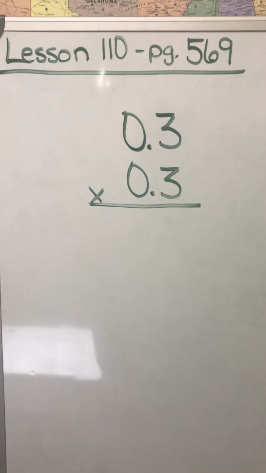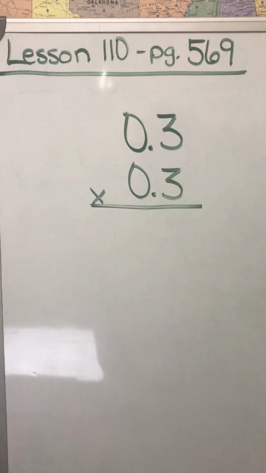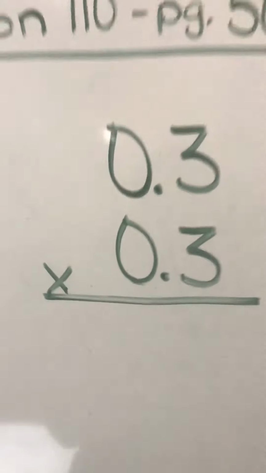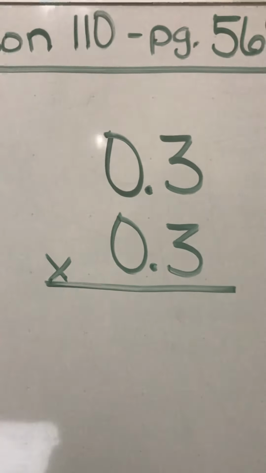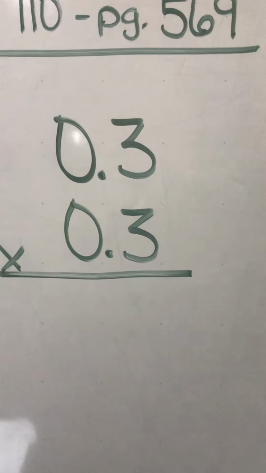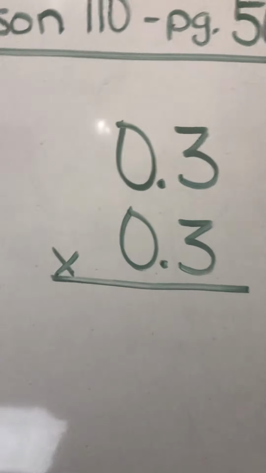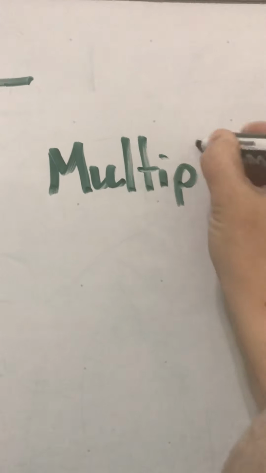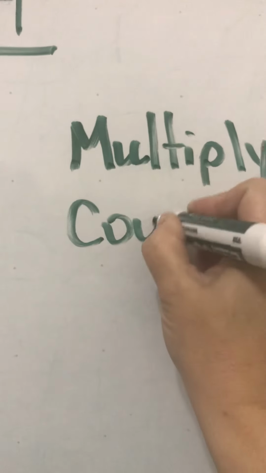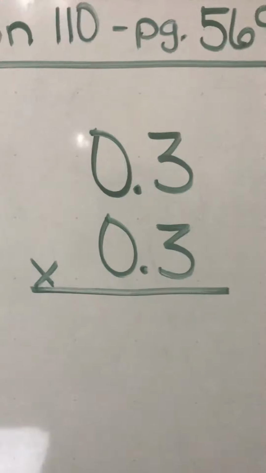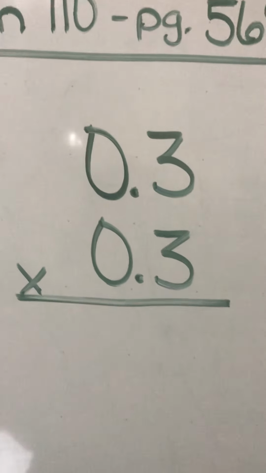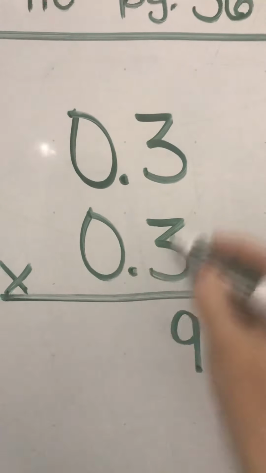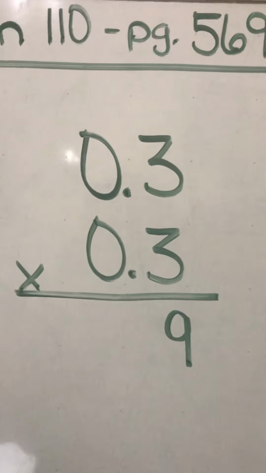Okay guys, this is lesson 110 on page 569 of your textbook, and this is going to be a quick one today because it piggybacks off our multiplying decimals lesson from last week. Okay, so when we multiply decimal numbers, remember that we multiply, then we count. So we're going to just do our multiplication, 3/10 times 3/10, which 3 times 3 I know is 9.